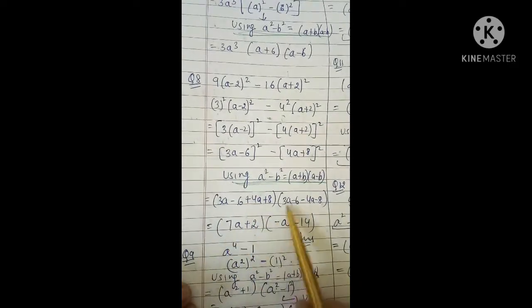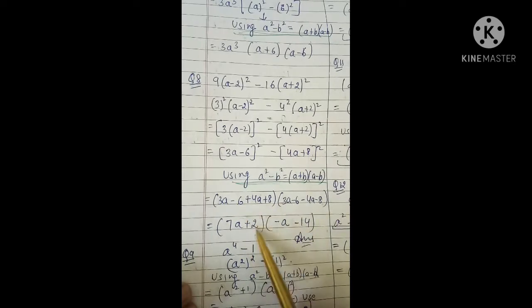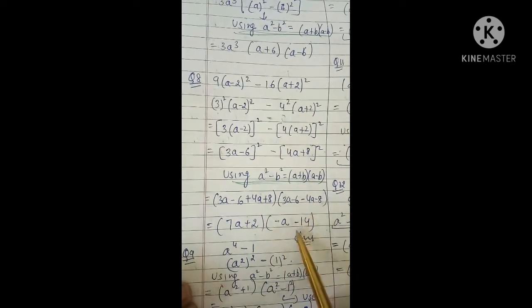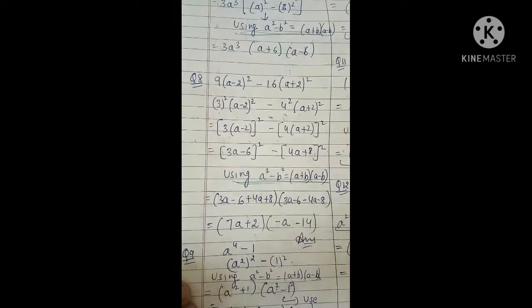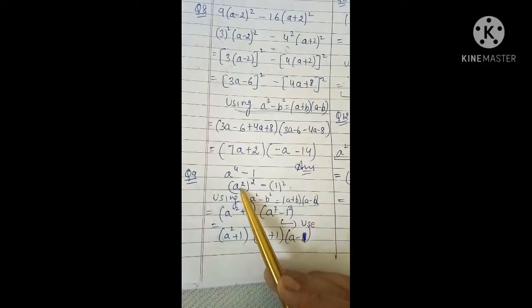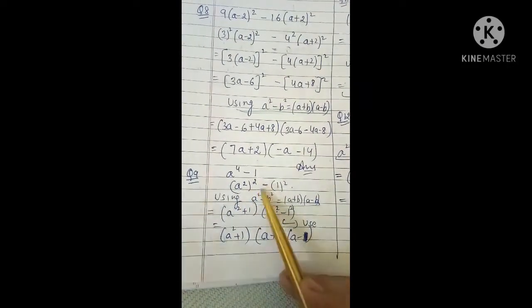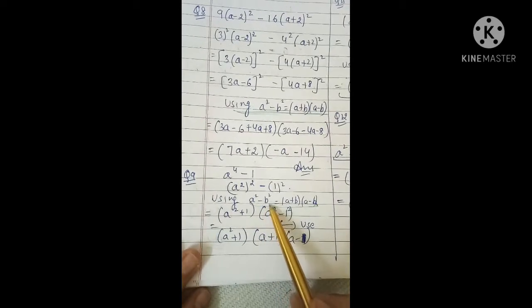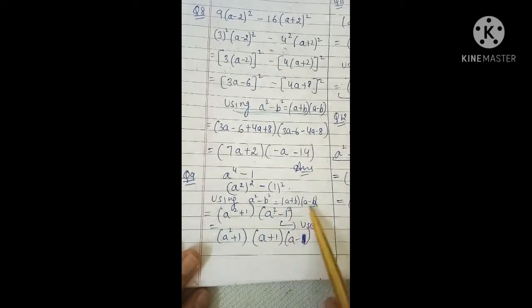3a plus 4a, 7a. And here 8 minus 6 is plus 2. 3a minus 4a, minus a. Minus 6 minus 8, minus 14. Then 9th question. a raised to power 4 minus 1. We can write it as a square whole square minus 1 square. We can again use the formula a square minus b square, that is a plus b, a minus b.